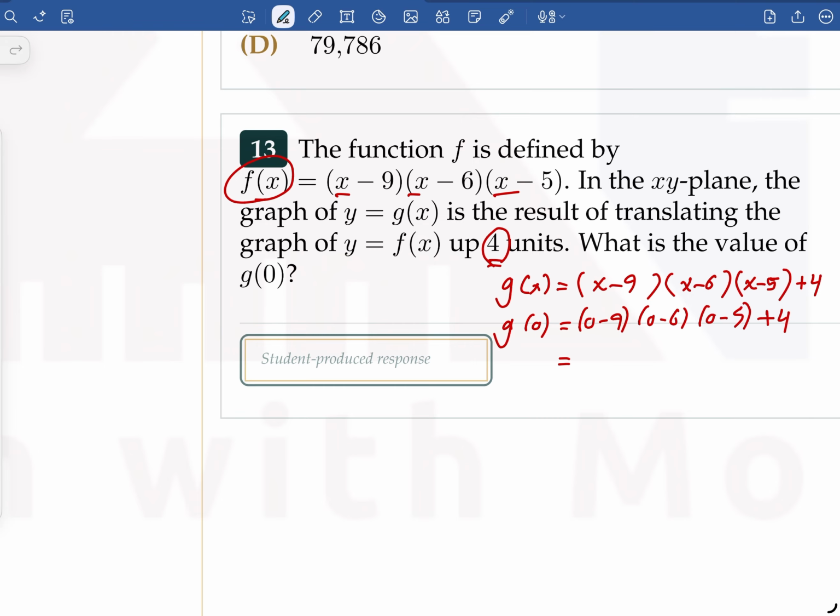0 minus 9 means negative 9, negative 6, negative 5, plus 4. Negative 3 times means negative, and then you just multiply 9 times 30, which is 270. So we have negative 270 plus 4, which means negative 266. That's our answer.